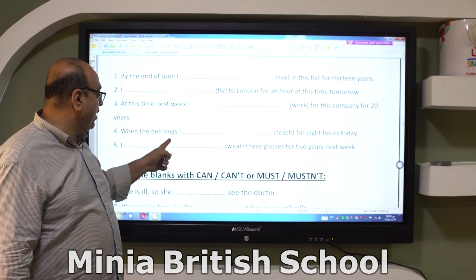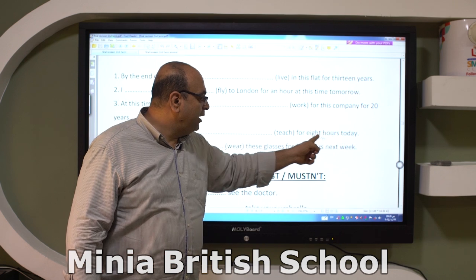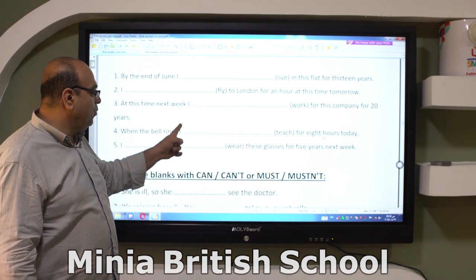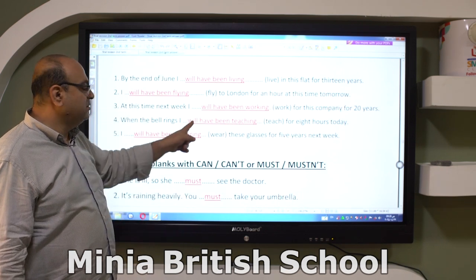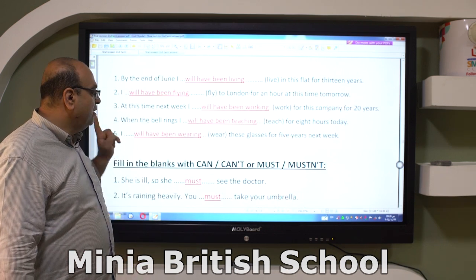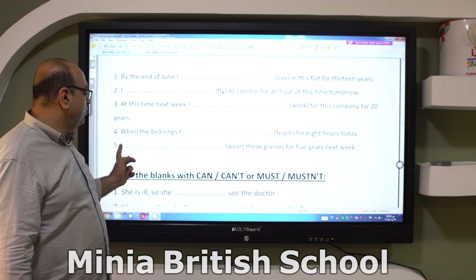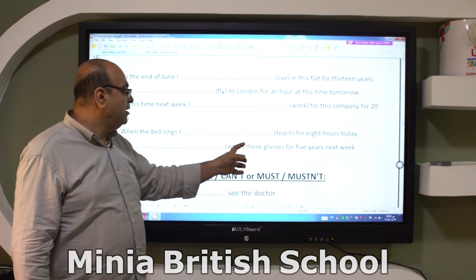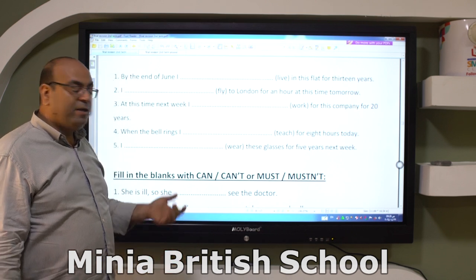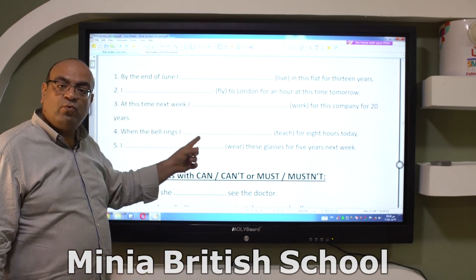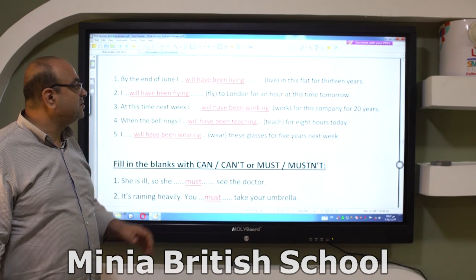When the bell rings, for 8 hours today, I will have been teaching. Excellent. Will have been teaching. Last one, that's number 5. We would say I blank wear these glasses for 5 years next week. I will have been wearing. Will have been wearing. That's excellent.